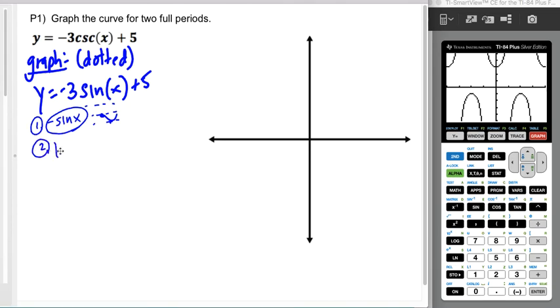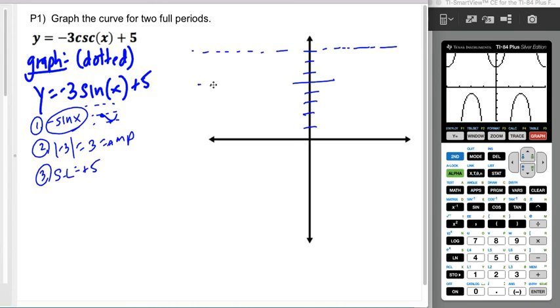Second thing I notice is that my amplitude is a 3. And the third thing I notice is that my sea level is at a +5. So it seems to me that I'm going to have to go up to 5, and then from 5 I need to move up and down 3 units. So 1, 2, 3, 4, 5. 1, 2, 3. So there's up 3, that's the top, right? And here's my 5, which is sea level. And down 1, 2, 3 would be at 2. Right? So those are my values.